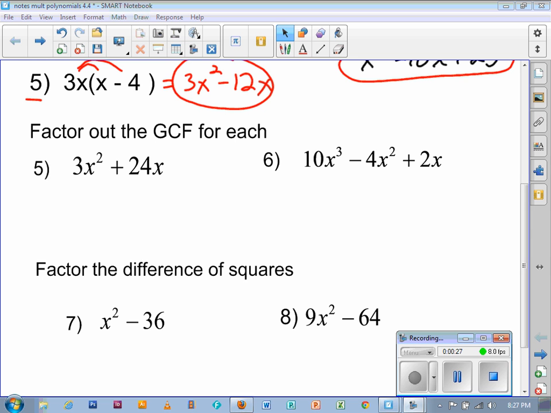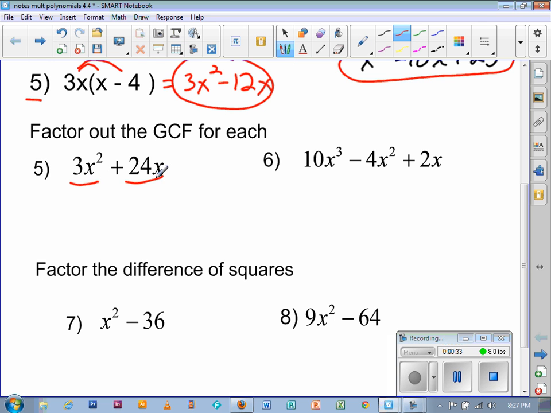Looking at number 5, you compare the first term to the second term. First, we look at 3 and 24 and ask a simple question: what's the highest number that goes into 3 and 24? That highest number would be, of course, 3. They share a 1, and they also share a 3. We want the highest. So you put a 3 down as part of the GCF.